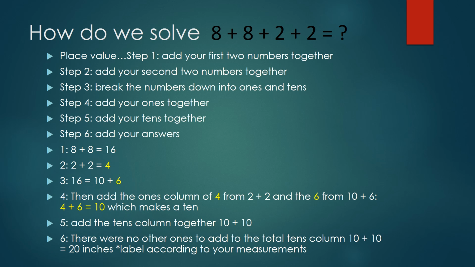Step 4, we want to add all of our ones together. So we add the ones column of 4 from our step 2 of 2 plus 2, and then the 6 from our 10 plus 6 that we broke down the number 16 into in step 3. So write in your notebook 4 plus 6 equals 10. This makes 1 ten, so we no longer have any ones.